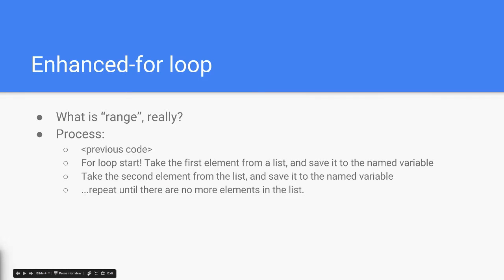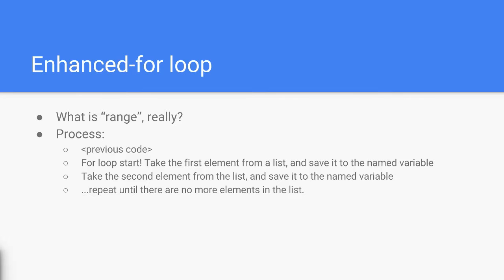So the process taken by a for loop when it is run by the Python interpreter is the interpreter first runs the previous code in your program, and then when the for loop starts, it takes the first element from its list. In this case, the first element of the range list was 0, and it saves it to the named variable. In this case, i was our named variable, and that runs the code inside of the for loop. In this example, the only code inside of the for loop is a print function, which prints the value of i. So for the first iteration, it will print 0.